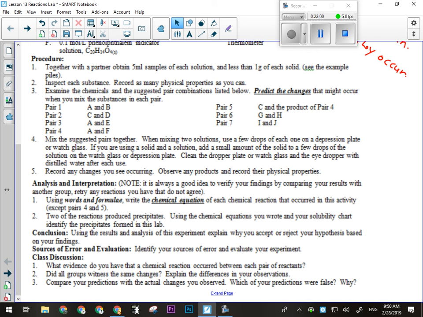Okay, remember, big thing here was level of detail. Make sure you have a good level of detail in your explanations for the variables, your hypothesis, your conclusion, things like that. There's not much to write in terms of detail for the analysis. You're writing out chemical reactions in formula and word form. Just make sure you do that, and telling me what the precipitates were.